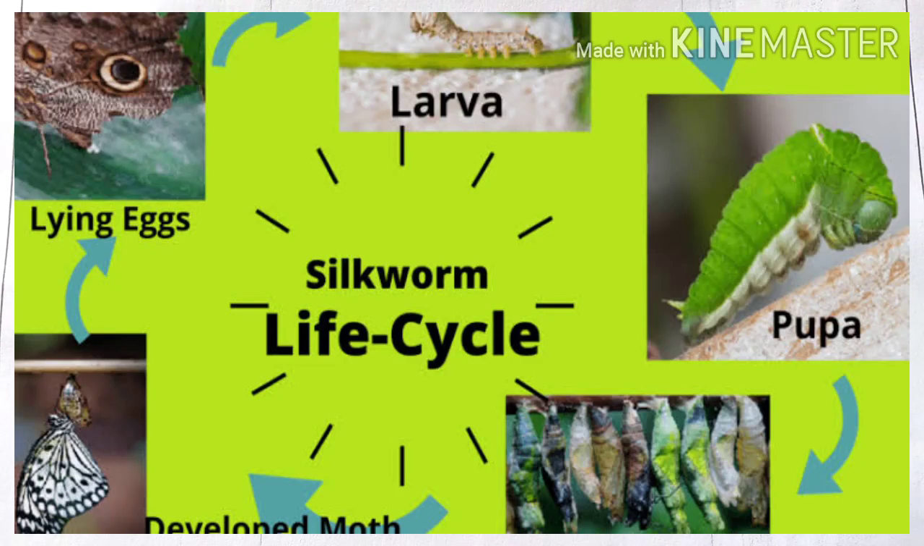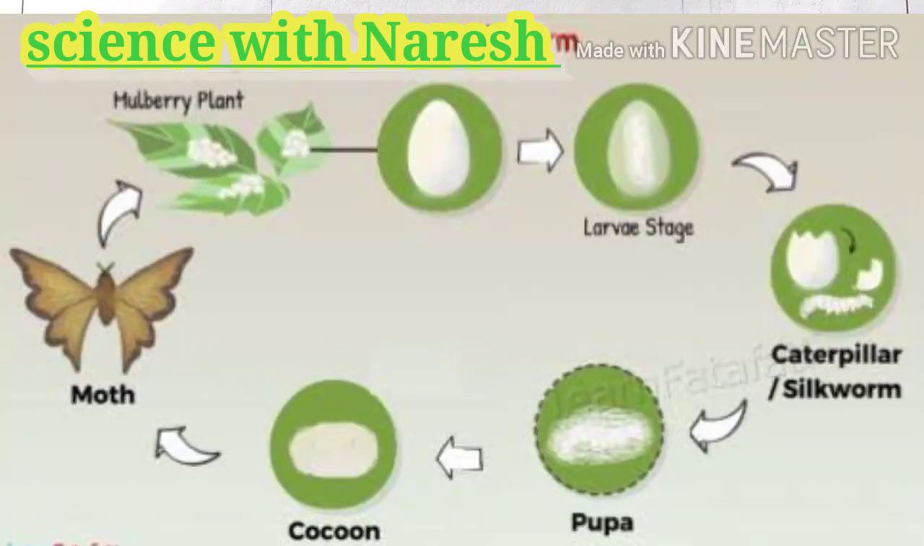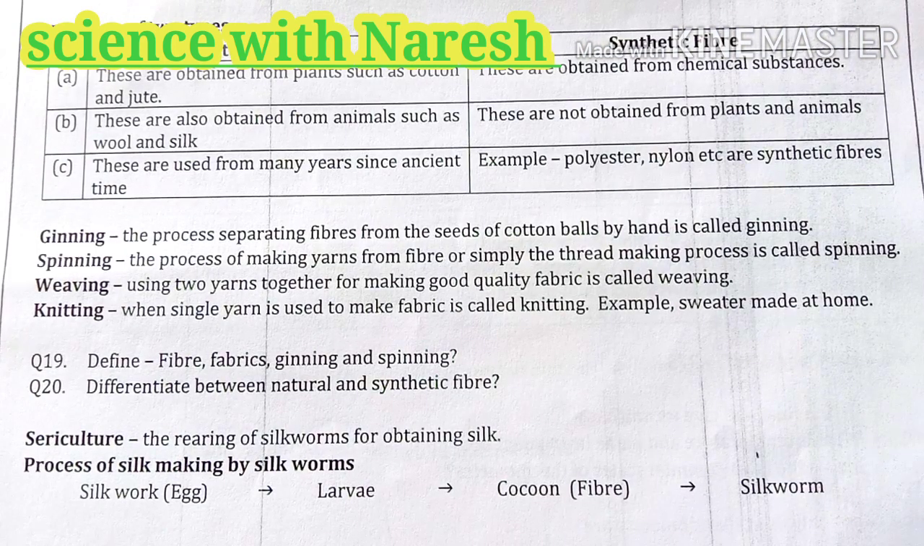Today we are discussing the next part of our chapter, and we will discuss sericulture and the process of silk making by silkworms. So, first we will discuss what sericulture is. The rearing of silkworms for obtaining silk, the process by which silk is produced, is called sericulture. Sericulture is done on the leaves of the mulberry plant.